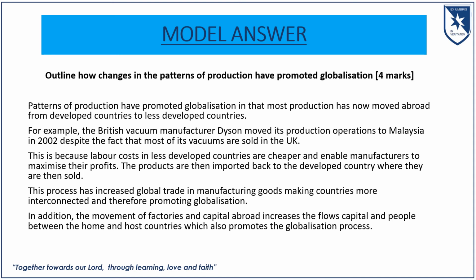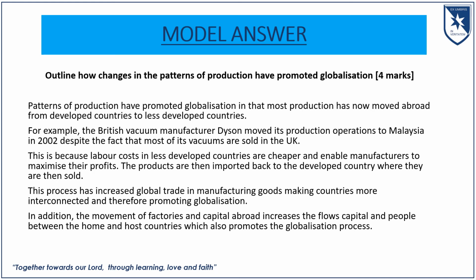So let's have a read of this model answer. Patterns of production have promoted globalisation in that most production has now moved abroad from developed countries to less developed countries. For example, the British vacuum manufacturer Dyson moved its production operations to Malaysia in 2002, despite the fact that most of its vacuums are sold in the UK. This is because labour costs in less developed countries are cheaper and enable manufacturers to maximise their profits.